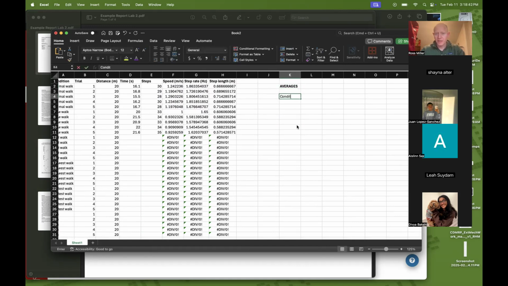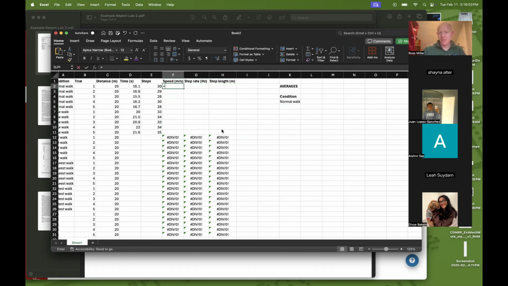And I'll say for my condition, I got my normal walk. There's something in the chat here. One second. Function for step rate and step length again. Yeah. So let's just start from scratch.